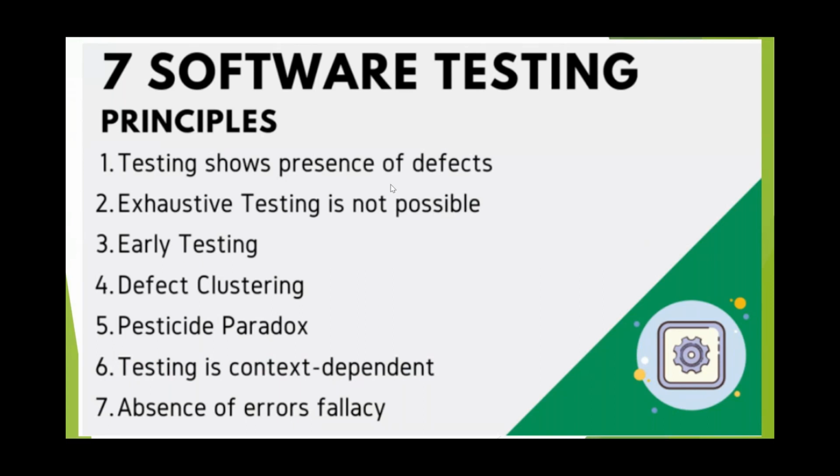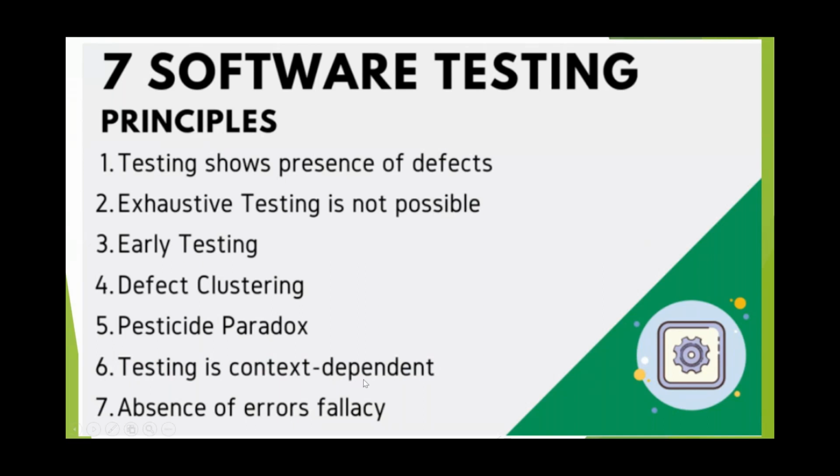Are you clear with this first point? Yes. Okay, let's go on to the next point. Exhaustive testing is not possible. What does it mean? Testing everything, all the permutations and combinations, is not possible.